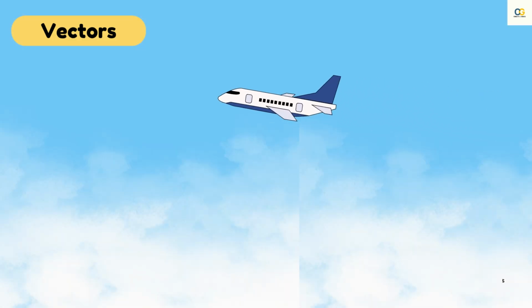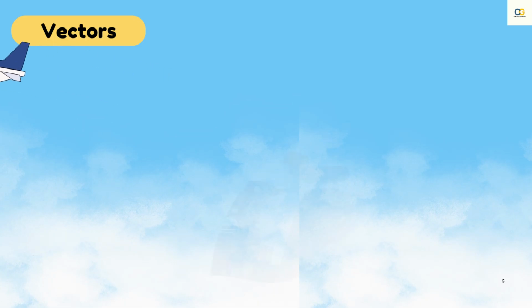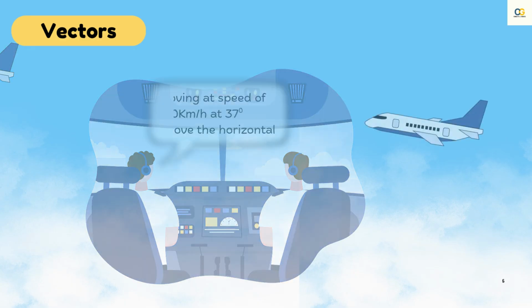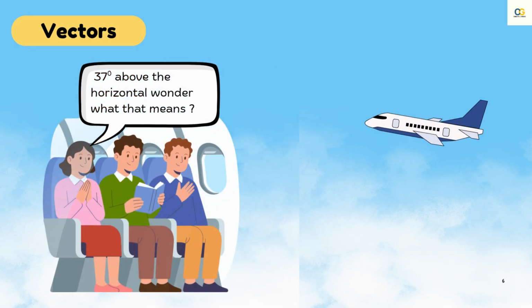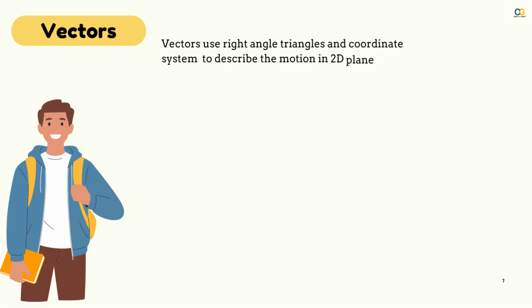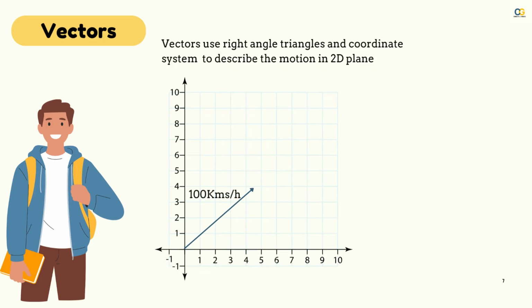A plane is moving across the sky and has taken off, and the pilot announces that we are moving at a speed of 100 km per hour at 37 degrees above the horizontal. One of the passengers wonders what 37 degrees above the horizontal means. A student behind answers that vectors use right-angled triangles and a coordinate system to describe the motion in a 2D plane. So the flight is moving with a magnitude of 100 km per hour at an angle of 37 degrees from the base or the X-line.